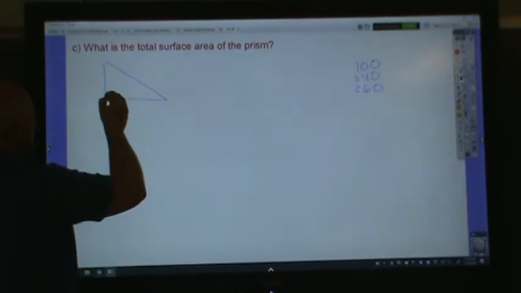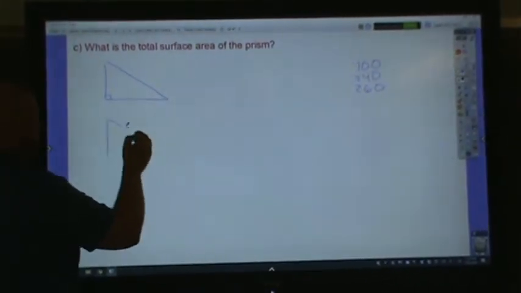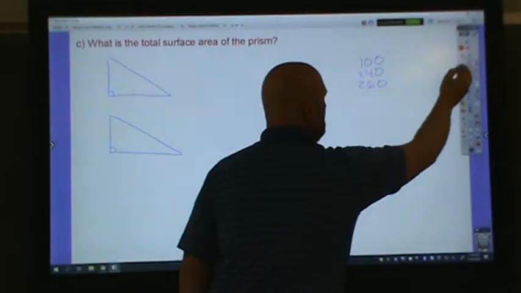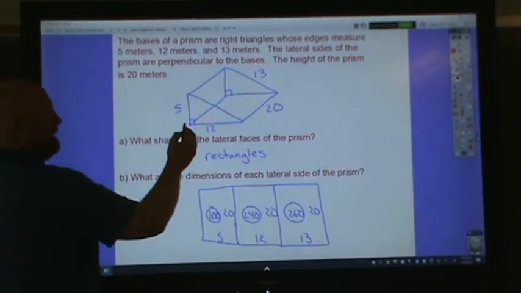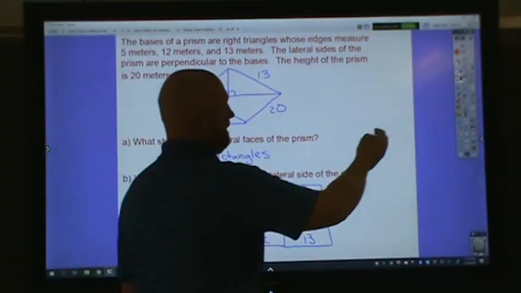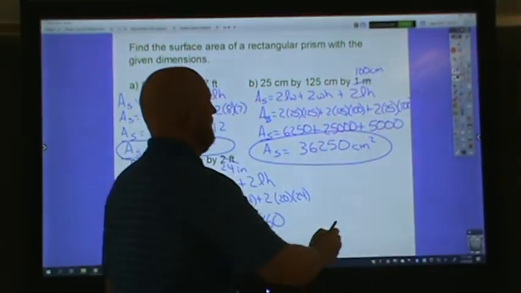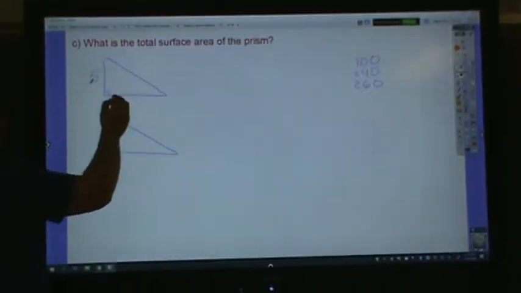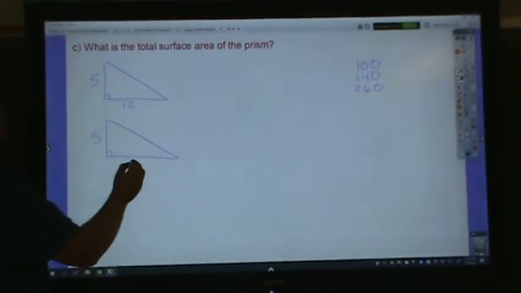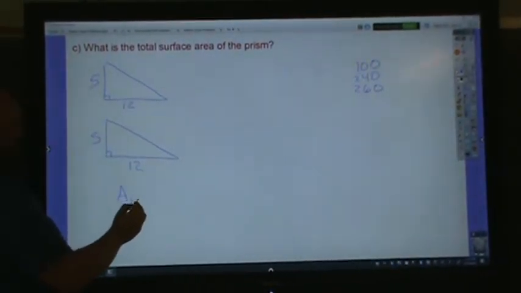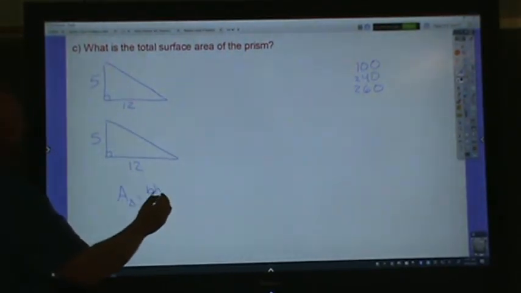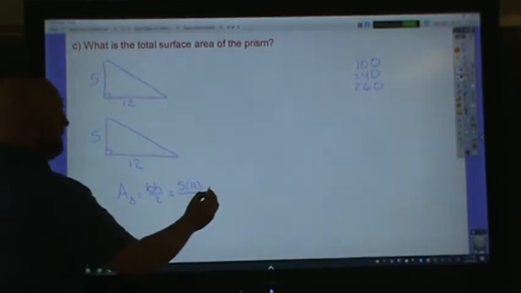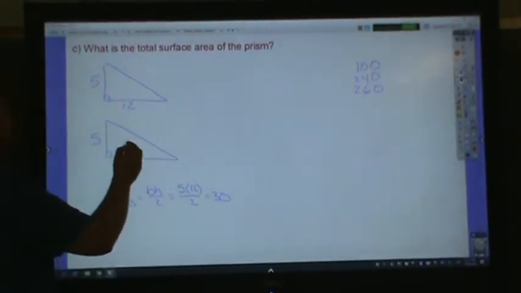And with the triangles, to get the area of a triangle, you really need to know the lengths of the sides that are perpendicular. So if we turn back for just a second, the perpendicular sides have lengths of 5 and 12. They're the sides that make the right angle. So I turned the page the wrong way. So we're going to have a 5 by 12 and then another 5 by 12. The area formula for a triangle is equal to base times height divided by 2. So for each of these, I'm going to do 5 times 12 divided by 2, which is 30. So the area of each triangle is 30.